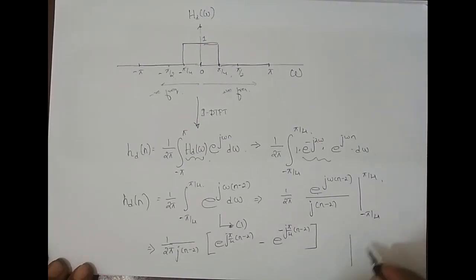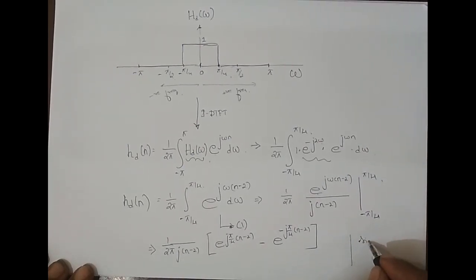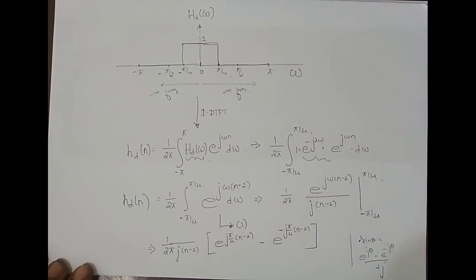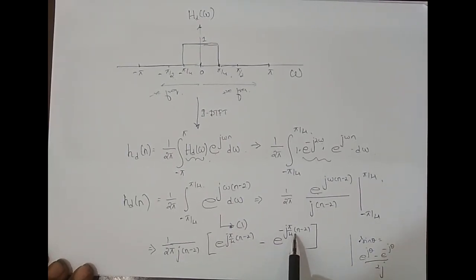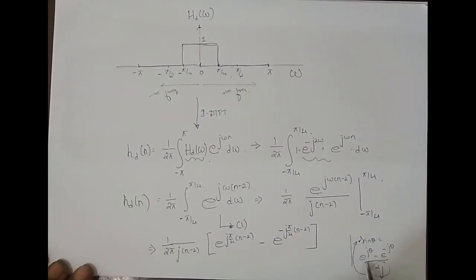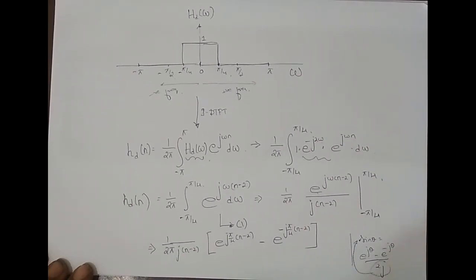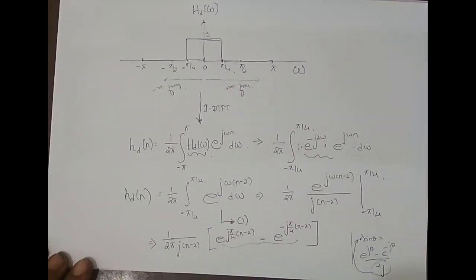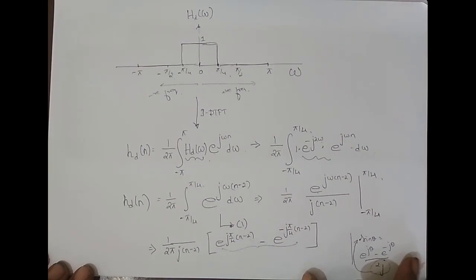Now what is sine theta? Sine theta is e power j theta minus e power minus j theta divided by 2j, right? Let me apply this result here. We have e power j theta minus e power minus j theta. If I take this 2j to the left hand side, what I get is 2j sine theta is equal to e power j theta minus e power minus j theta. So in terms of sine I can write this as 2j times sine of pi by 4 into n minus 2, right?